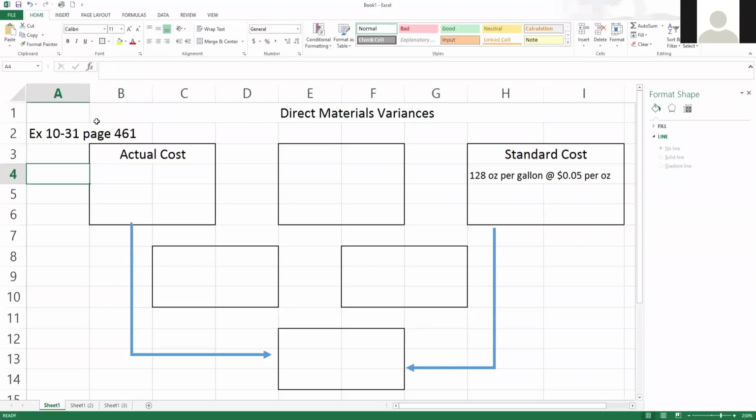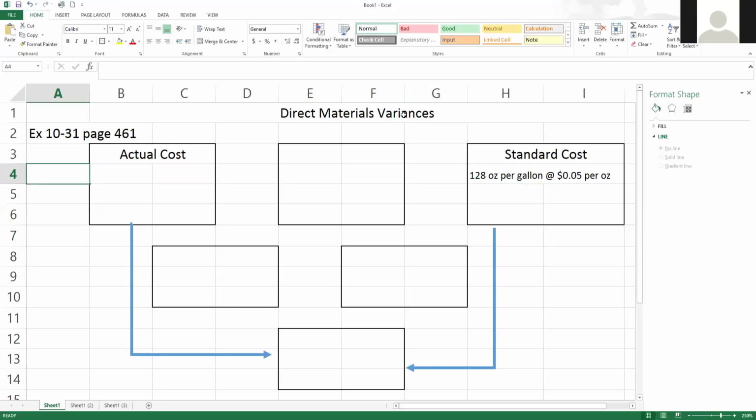This company makes apple juice, and they have figured out that it takes 128 ounces of the raw material, the direct material, at 5 cents an ounce to make apple juice. So we call that their standard cost, what they expect it to cost for each of these things. We're going to try to compare that to what it actually costs and find out if they varied from the budget. That's where we get the title Variances. The whole thing this chapter is about.